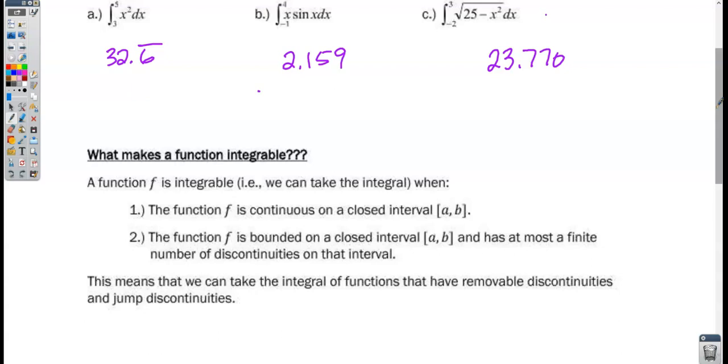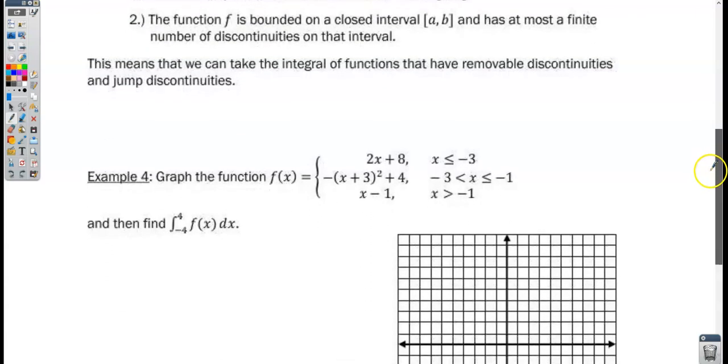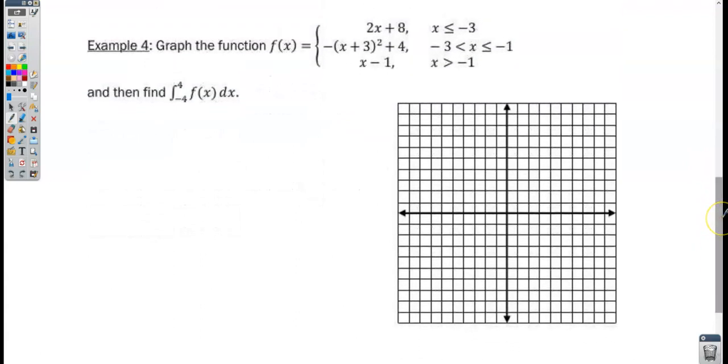This means that we can take the integral of functions that have removable discontinuities and jump discontinuities, and we're going to look at one right here. That's going to be our last example of this video. We're going to graph the function f of x equals, and you see the piecewise function here, and then we're going to find the integral from -4 to 4 of the function.